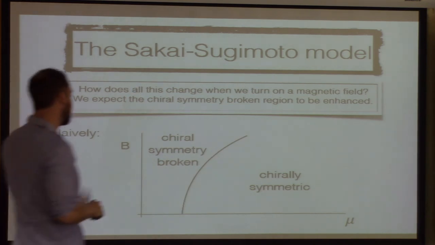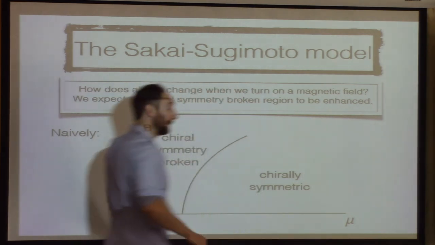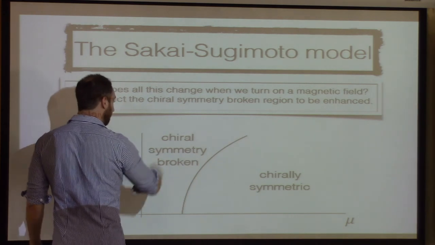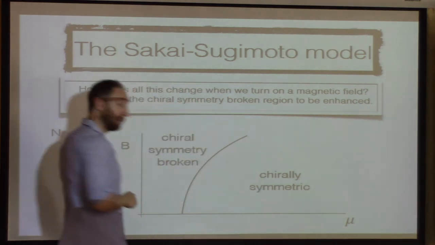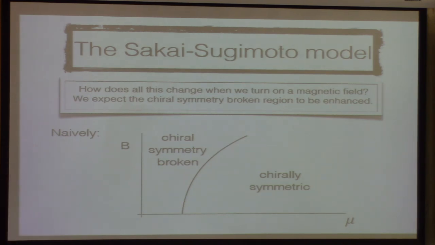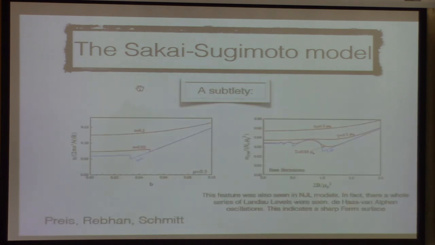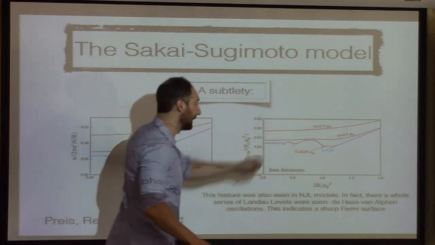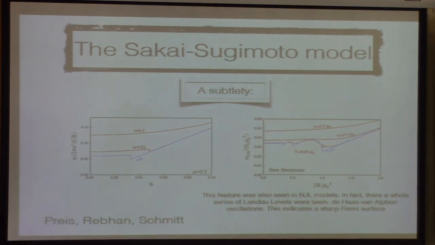So naively, this is what we would expect in the magnetic field chemical potential plane. We would expect that at zero magnetic field, we know there's a chiral symmetry broken phase and a chirally symmetric phase. But we would expect that the chiral symmetry broken phase would be enhanced, because remember that turning on a magnetic field favors the production of the q q-bar condensation. In fact, there's a subtlety which I don't have time to go into now that corresponds to the appearance of higher Landau levels in the theory, which actually maps very nicely onto something similar in the NJL model.